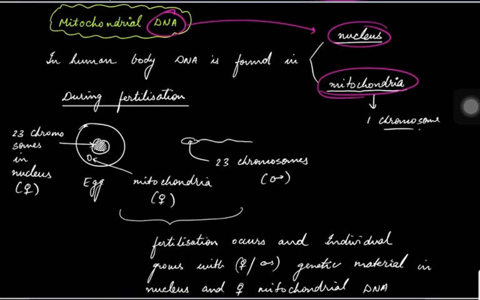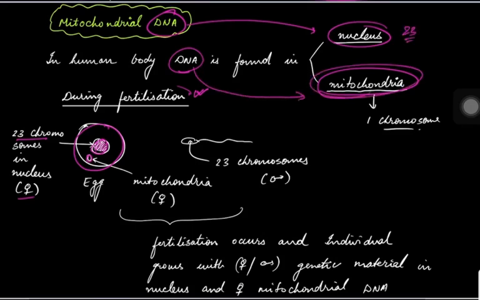All right. So if you look at the process of fertilization in this diagram here, this is the egg of the mother. This is the nucleus of the egg of the mother that contains 23 chromosomes from the mother's side, and then there is a mitochondria. As I already told you, one chromosome is present in mitochondria, and 23 chromosomes are present in the nucleus of the egg. This one chromosome of mitochondria has nothing to do with the genetic characteristics of the child. It is only responsible for processing certain proteins for the process of metabolism.